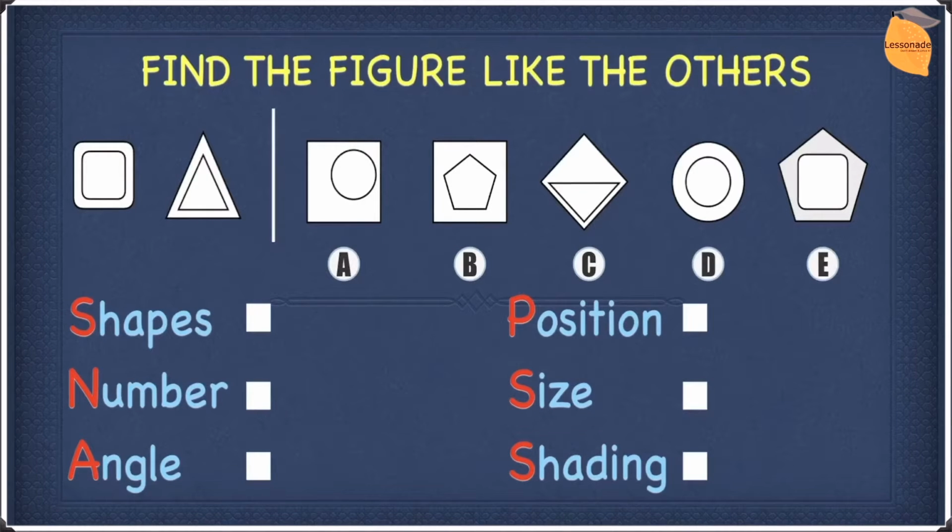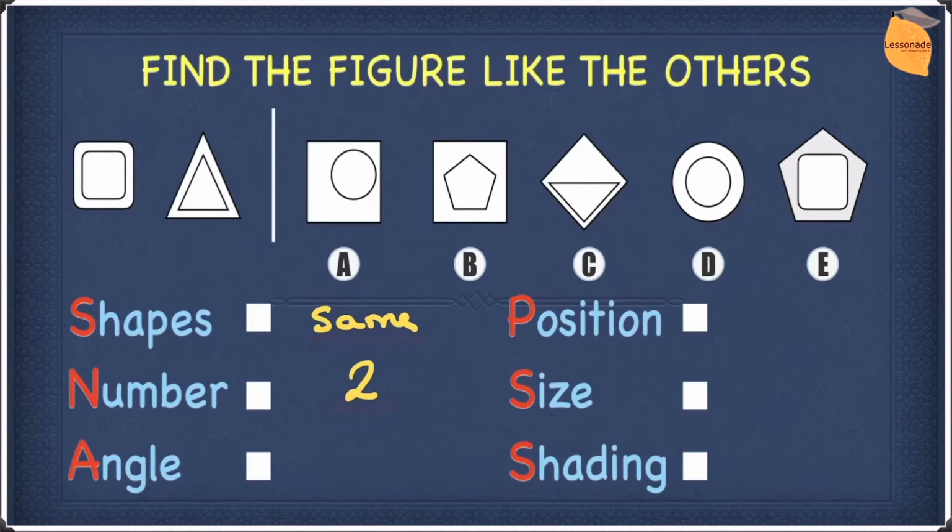Using SNAPS, we're going to first look at the shapes. If you look at the shapes on the left hand side, the oblong and the triangle, they're both the same because they have an outer shape and an inner shape, and both the outer and the inner shape are the same. So this means in terms of shape, we must have the same shape, both the outer one and the inner one. Let's go on to number now. In terms of number, we have our outer shape and the inner shape, which totals to 2. So this means our answer must have 2 shapes. We must have the same shapes and there must be 2 of them.